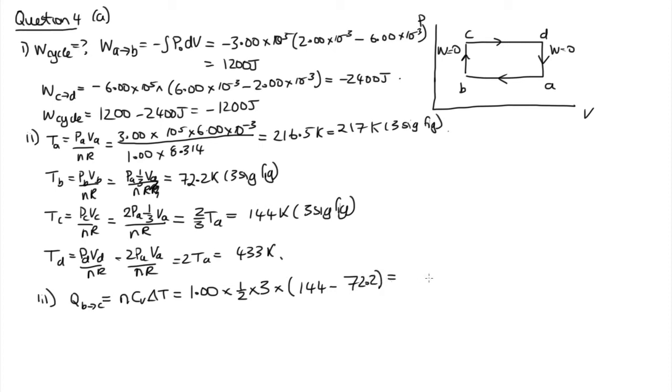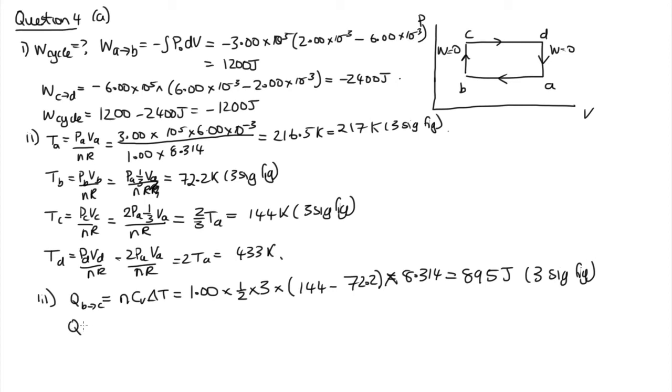And solving this, we end up with, sorry, I left off the R. CV is equal to a half FR, so times 8.314. And so solving this, we end up with 895 joules, and that's to 3 significant figures.